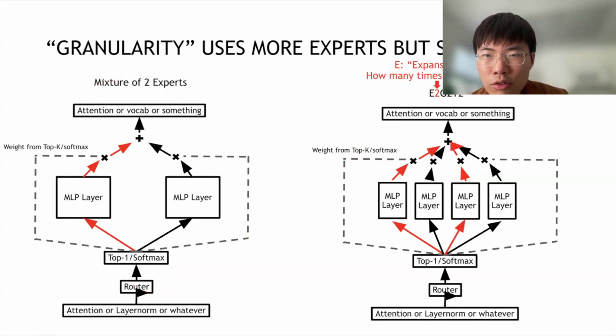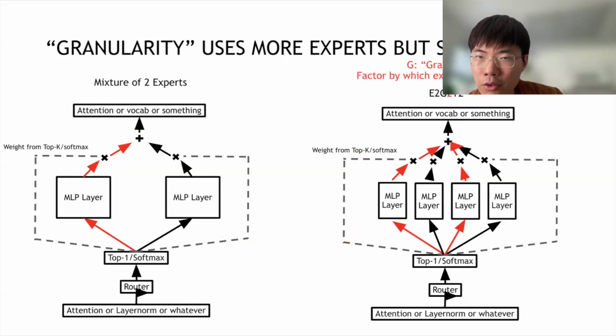And this is equivalent in the sense that the compute is the same and the parameter count is the same, the fine-grained model. We call this E2, G2, T2. So E2 is an expansion factor. Its expansion factor is 2, which means the MLP layer is copied 2 times.